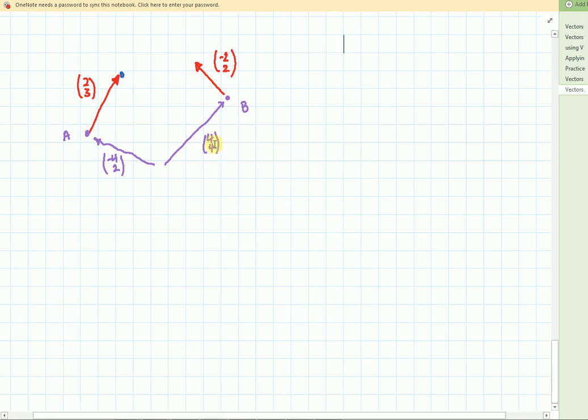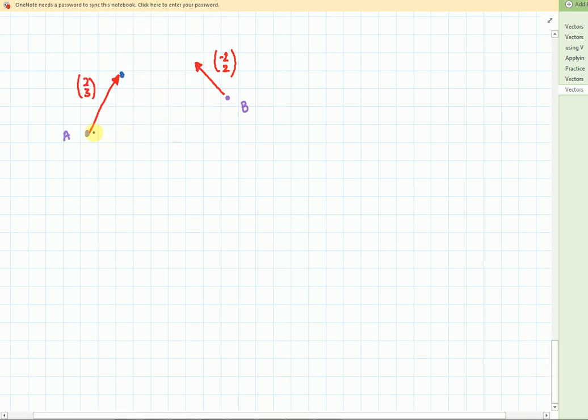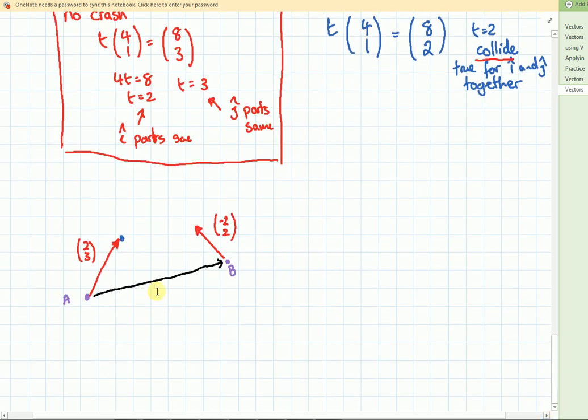So if I erase that as well. But we've now got a relative position. So at this time, if I can say this position, which was, so this position, we're going to say is 8, 2.